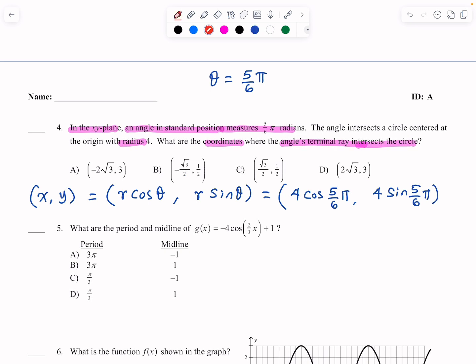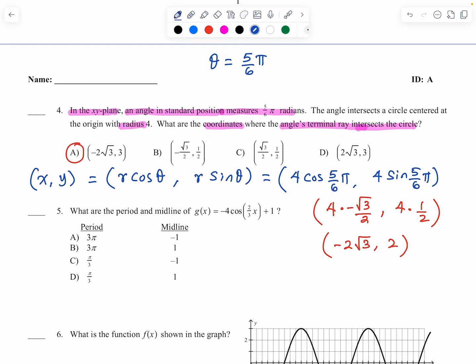Now, in this case, you have to know your unit circle. So to continue this question, you have to know your unit circle. So let's use our unit circle. Which means we have 4 times cosine 5 over 6 pi. This one is going to give me negative square root of 3 divided by 2, and then 4 times sine of 5 pi over 6. This one should give you 1 over 2. And then if you multiply those out, you should have negative 2 square root of 3, and then you should have 2. And that option is option A.